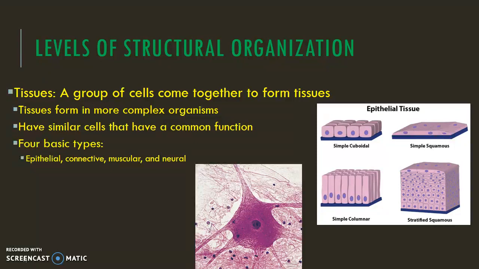Our next level is tissues. Tissues are groups of cells that come together to have a common function. We are going to talk about 4 major tissue types when we move into our histology unit. That's going to be epithelial, connective, muscular, and neural. Epithelial, for example, is going to be the outer layer of skin. Connective tissue is going to be fat or connective tissue attaching bones to bones. Muscular, like your skeletal muscle that helps you move. And neural, which is found in your nervous system.